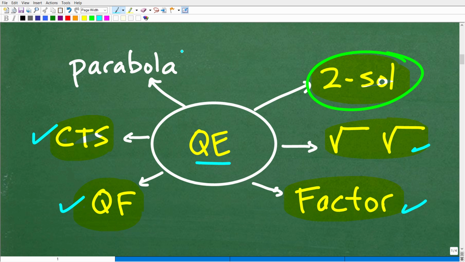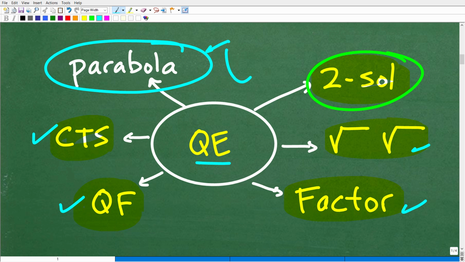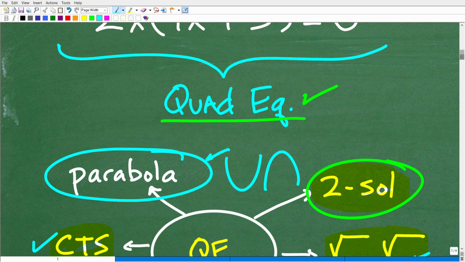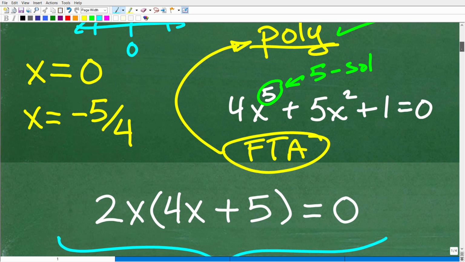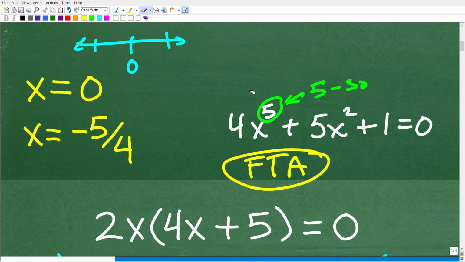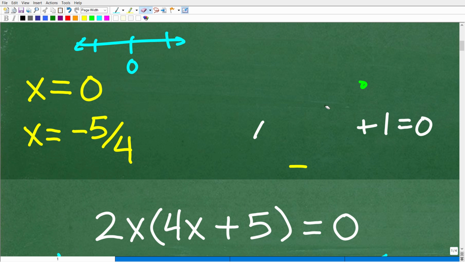Now, one thing you should know is that the graph of all quadratic equations is something called a parabola. It's basically a U-shaped graph like so. And visually, we can determine the solutions to a quadratic equation if we have the graph of that polynomial, or that quadratic equation. Let me show you this real fast.